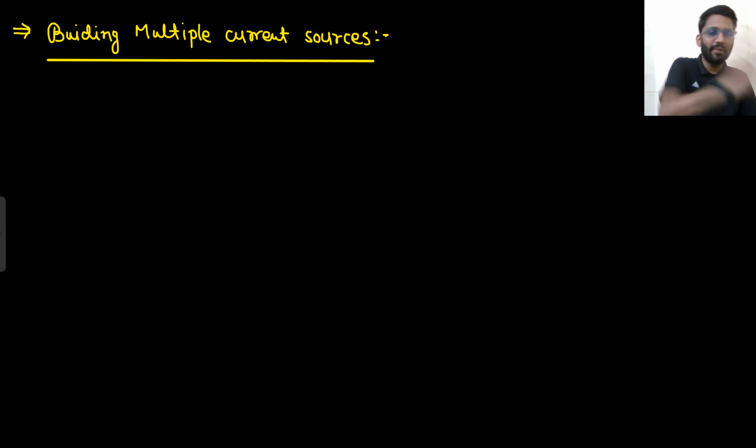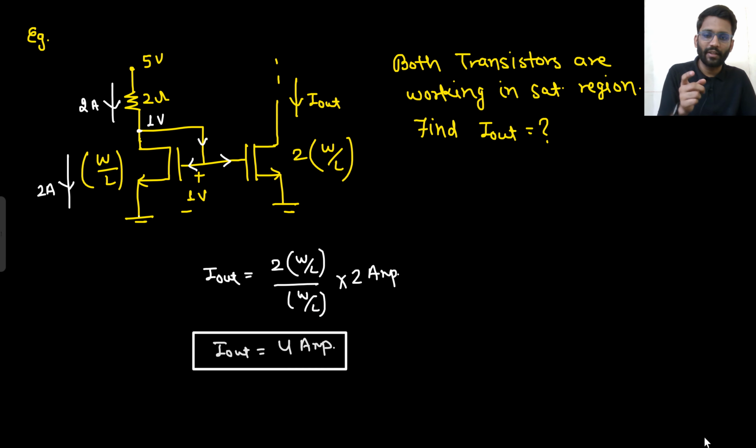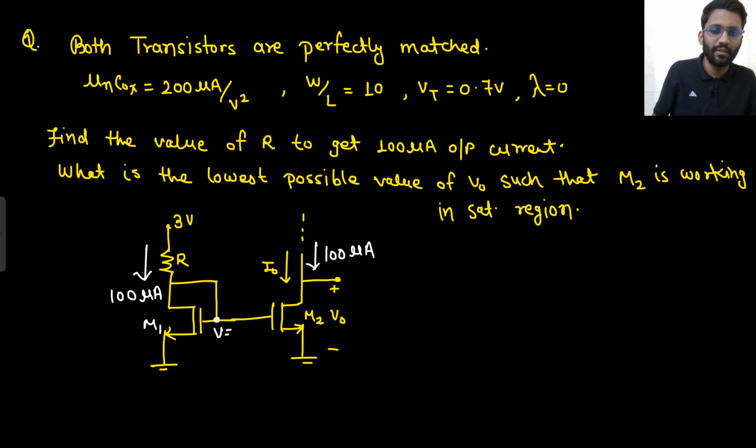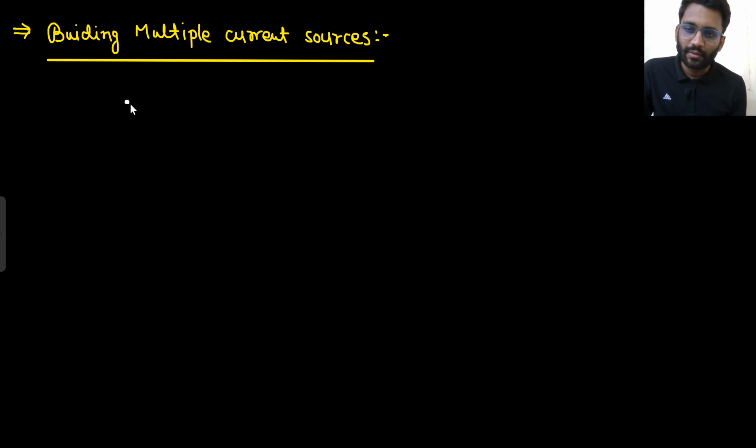Okay, let's move on to our next concept. We will be building multiple current sources using current mirror. Here what did we do? We found only one current source, I out. Only one current source we have made. We can make multiple current sources. How will we do it? So this is our VDD. We already have a golden current source, that is I naught.